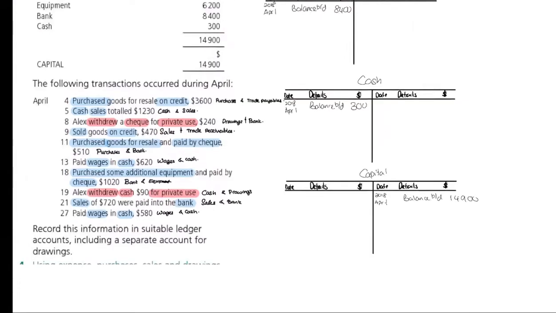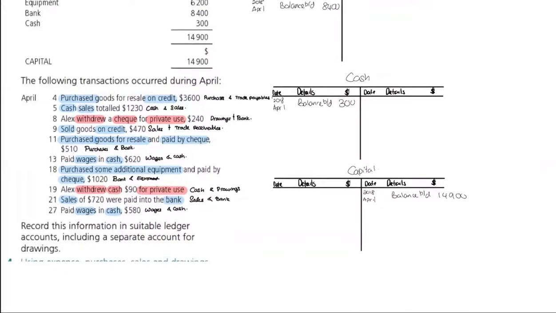Okay, let's start. Purchase goods for resale on credit. So you see these words here. Purchase goods for resale refers to purchases account. On credit. So when we buy something from people, we eventually need to pay them back. So it goes into something called a trade payable. One day I'm going to pay them back.